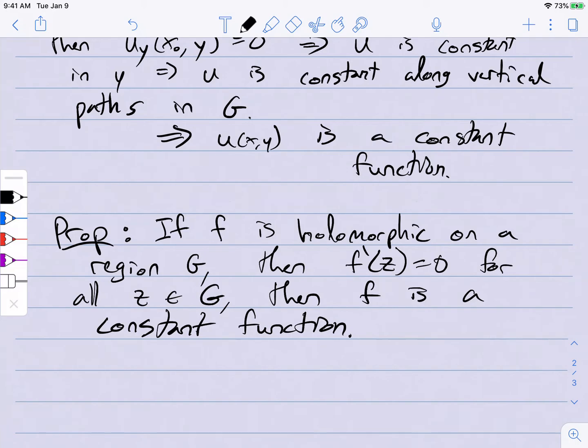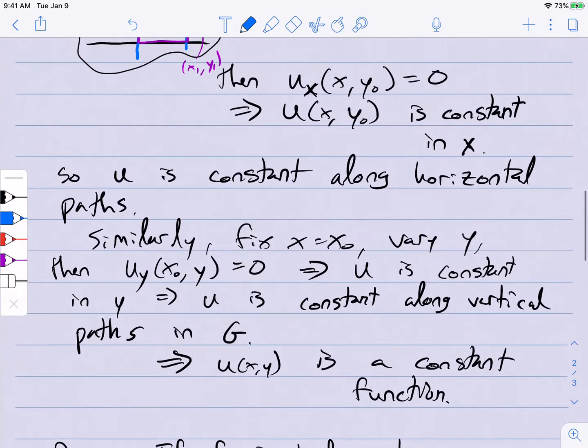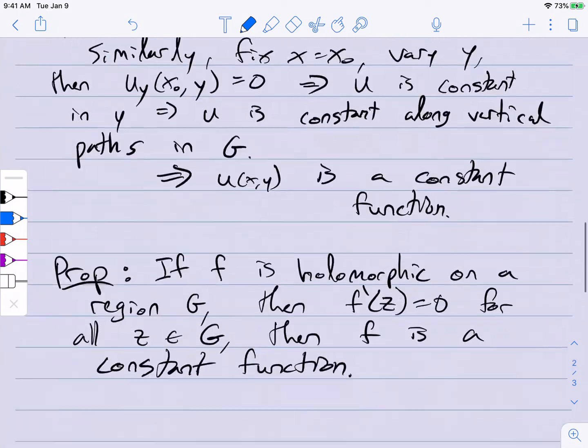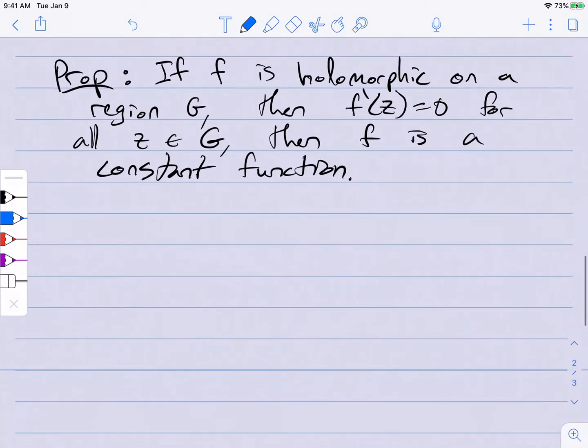And the way we proved that is we showed that if f prime is 0, then that means its partials, the partials of u and v with respect to both x and y, must be 0, which implies that both u and v have to be constant. But f is just a sum of u plus iv, so if u and v are constant, f is constant. So that's the proof.